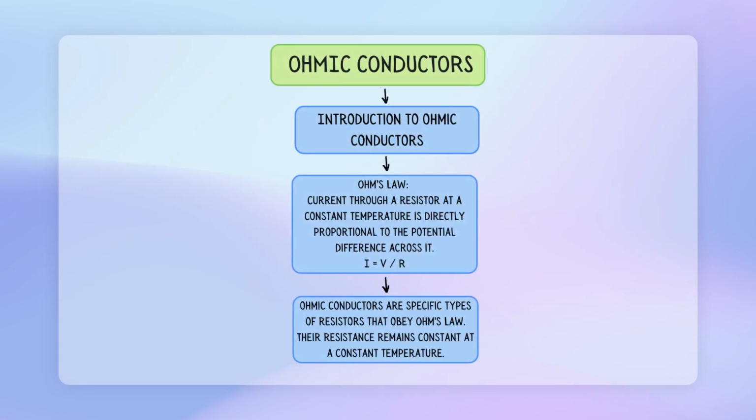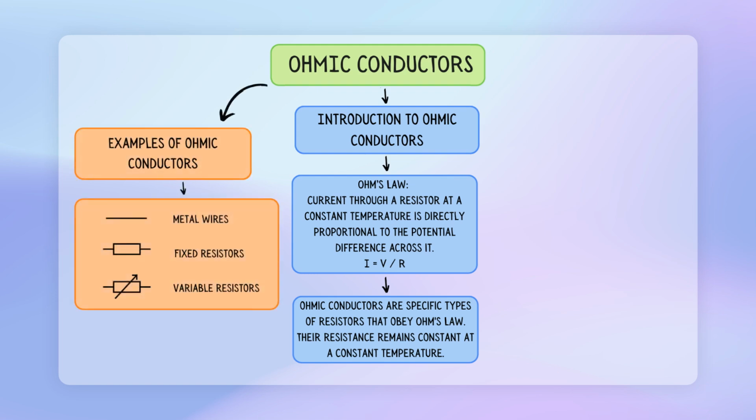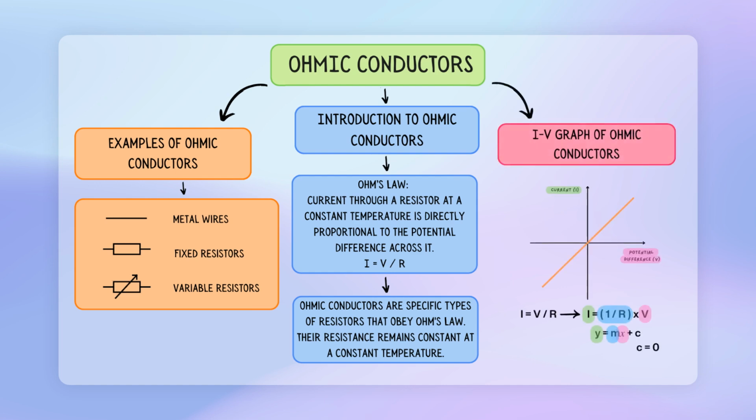In today's lesson, we delved into the concept of ohmic conductors and how they behave under different electrical conditions. We learned that ohmic conductors are materials that obey Ohm's law, meaning their resistance remains constant as the voltage across them changes. Some examples of ohmic conductors are metal wires, fixed resistors, and variable resistors. We then learned that the resistance remaining constant as the voltage across them changes results in a linear relationship between current, I, and voltage, V. This can be represented by a straight line passing through the origin on an IV graph.